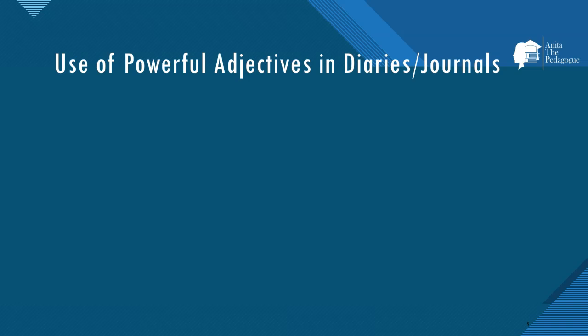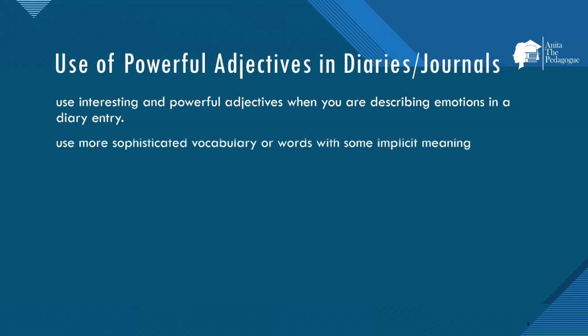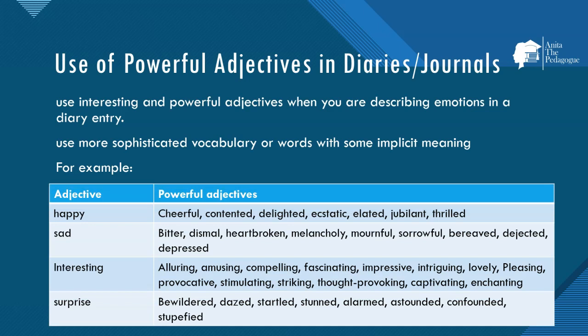Now let's look at the use of some powerful adjectives in diaries or journals. So, use interesting and powerful adjectives when you are describing emotions in a diary entry. I would advise you use more sophisticated vocabulary or words with some implicit meaning. So, for example, when you're using some adjectives, it is advised that you go for the one that gives you a deeper meaning to say.